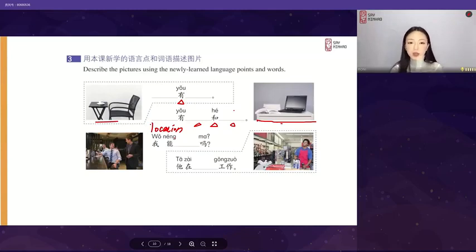Next one. It looks like in the pub. And one man is asking another man. And their facial expressions are really relaxed. 我能什么吗? I think this person is asking about, can I sit here, right? Can I sit here? So, 我能坐这儿吗? 我能坐这儿, sit here, 坐这儿.